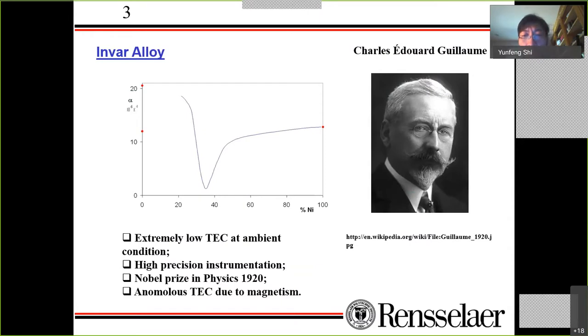And because of this, Guillaume, I can't pronounce it, won the Nobel Prize in physics in the 1920s. And in fact, to understand this very abnormal, near zero thermal expansion coefficient is very, very complicated. You have to resort back to magnetism.